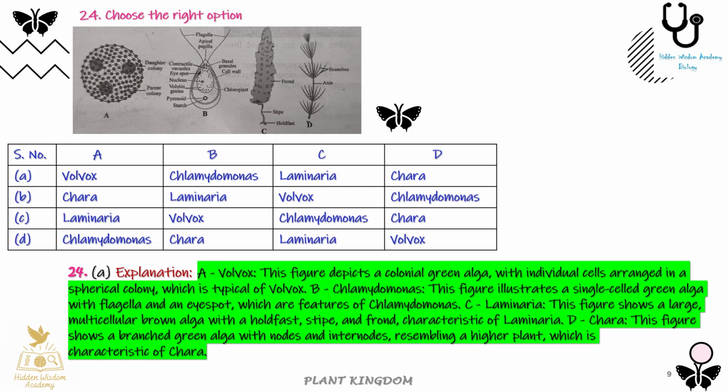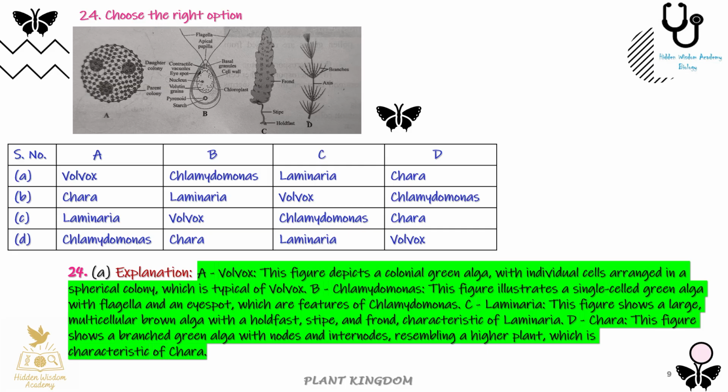Question 24. Choose the correct option. Let's observe the image properly. Now let's check the options. Option A: A, Volvox. B, Chlamydomonas. C, Laminaria. D, Chara. Option B: A, Chara. B, Laminaria. C, Volvox. D, Chlamydomonas.